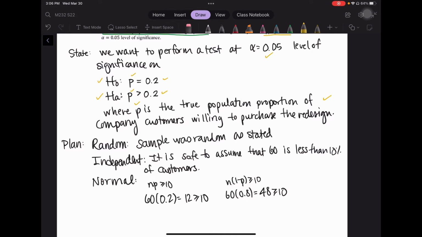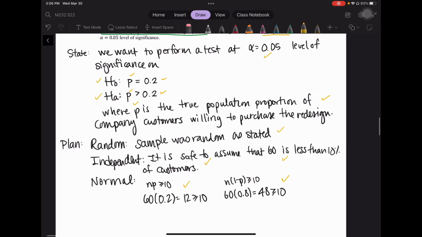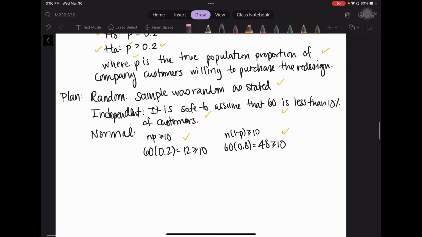So our conditions are met. We've checked the random, we've checked the independent being less than 10% of the population, and we've checked both successes and failures. So we can now move on to our do, where we're going to run the numbers.